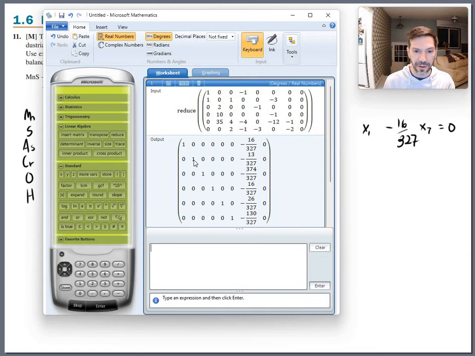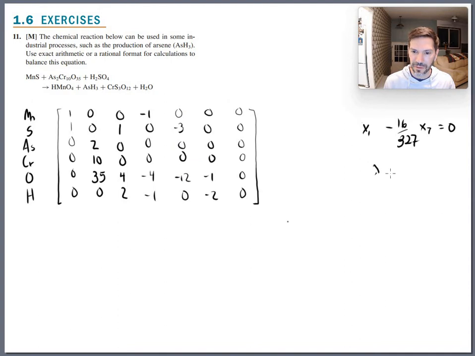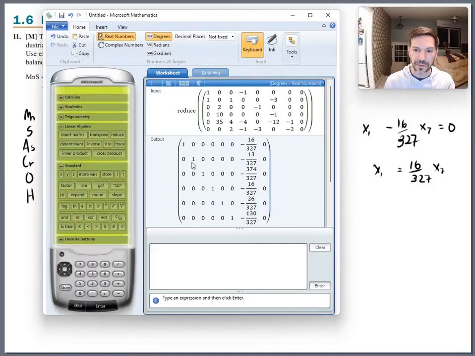So you would do the same thing with all the other equations. They're all pretty straightforward. x2 minus 13/327ths of x7 is going to equal 0, and so all the way on down the line. So I'm not going to write all those out. Let's just finish doing the x1. So this would say x1 actually equals 16/327ths times x7. And you do the same thing for x2, x3, x4, x5, and x6.